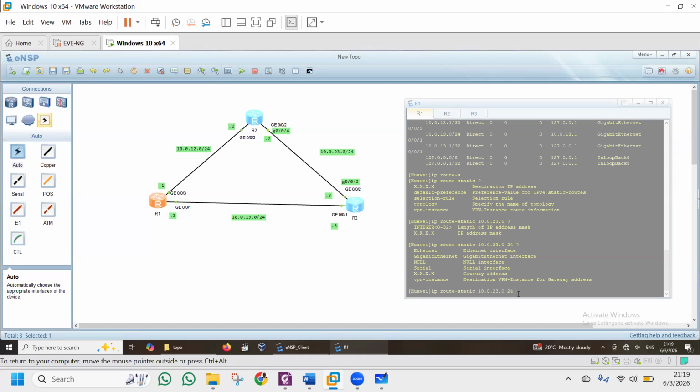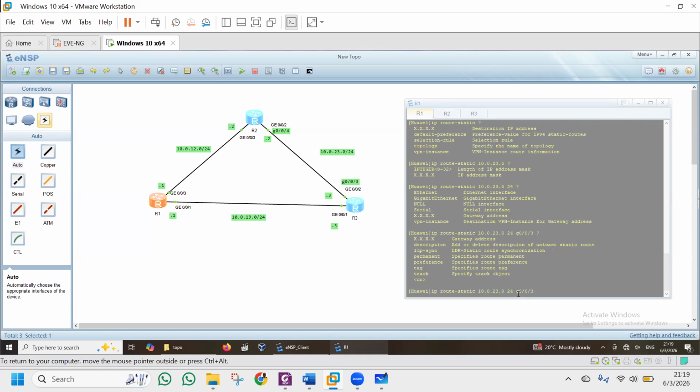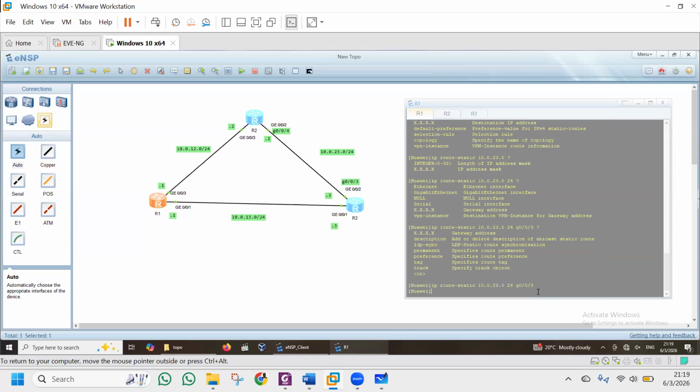It now depends with my metrics, like which has more bandwidth, which has lower cost, which is faster. So I'm just choosing gig 0/0/3. I don't think we have anything else. Description, preference, you can add route preference. The other parameters that we have here you can use if you want a backup route. You can change that preference or the AD value, administrative distance. But for now, let's just configure our route the regular way.